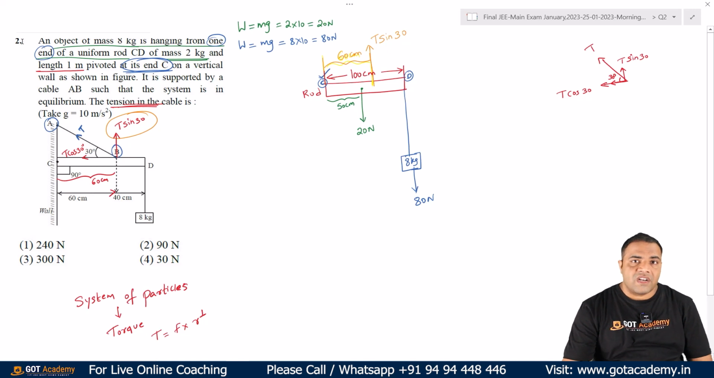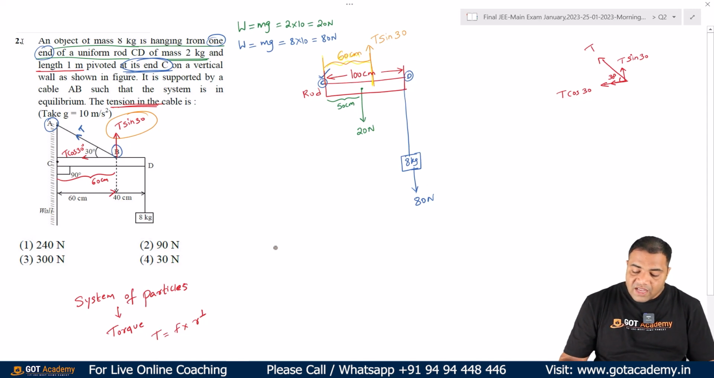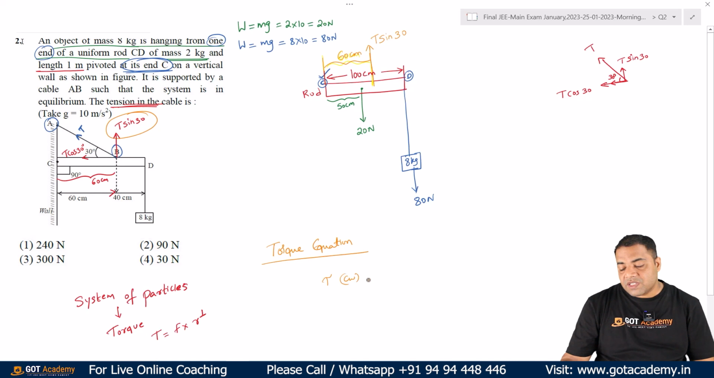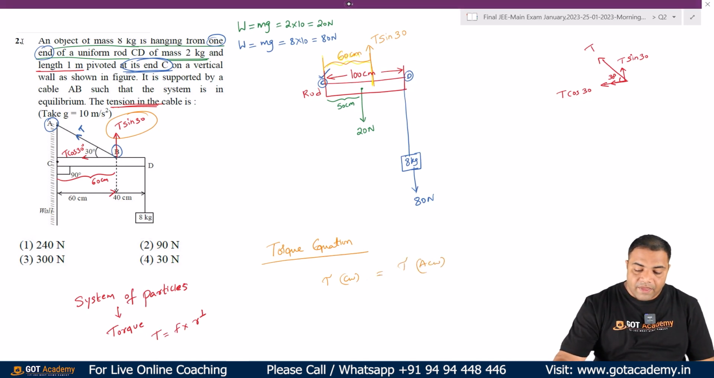Here the upward force is T sine 30. So the torque obtained is in the anticlockwise direction. And the remaining 20 and 80 are downwards, so they give clockwise torque. As per the torque balancing equation, what do we know? Torque in clockwise must be equal to torque in anticlockwise. Like this we have to write. Okay? You know it?